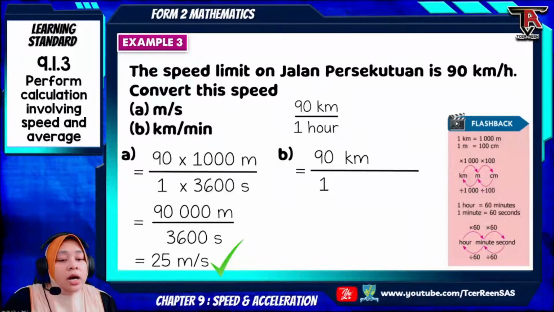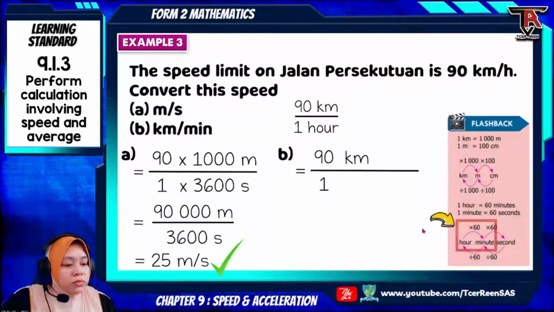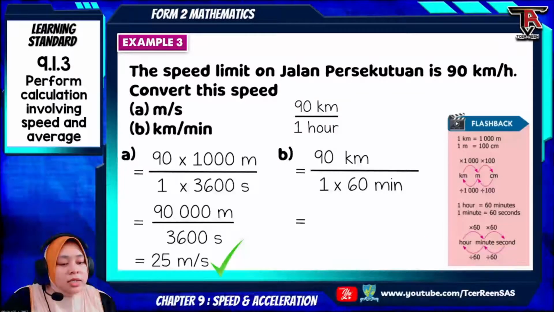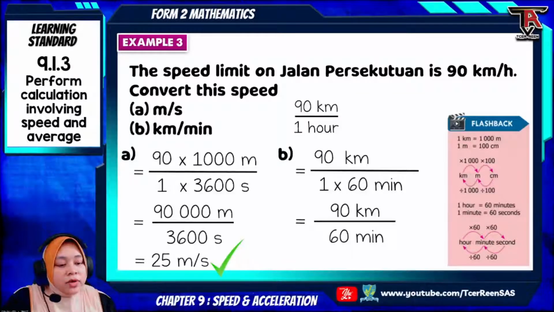How about hour? Hour to minute, referring back to this part, hour to minutes, you need to times 60. The answer is 90 divided by 60 minutes, and the final answer is 1.5 kilometer per minute.